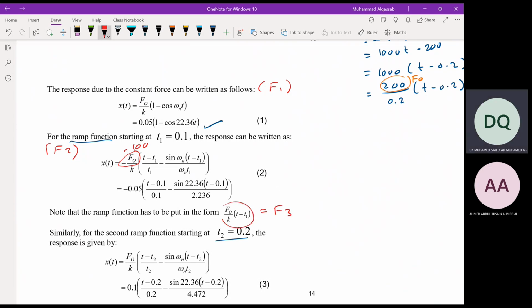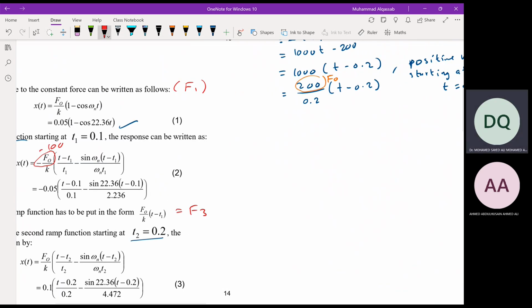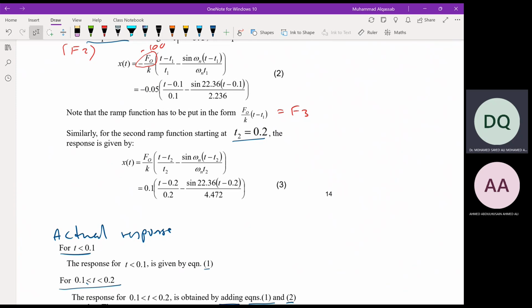Again, we put it in this form, F naught over k (t minus t1), and we find it equal to 200 over 0.2 (t minus 0.2). So x is F naught over k, t minus t2 over t2 minus sine omega n (t minus t2) over omega n t2. So in this equation, F naught is 200, 200 over 2000 is 0.1, (t minus 0.2) over 0.2, minus sine 22.36 (t minus 0.2) over 4.47. And this is equation number 3.